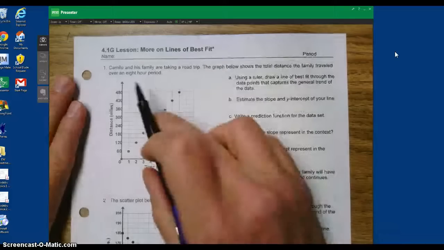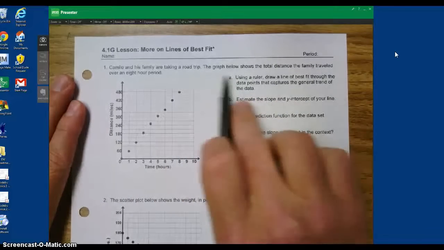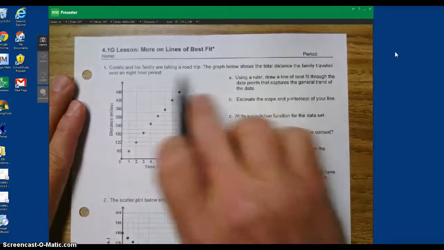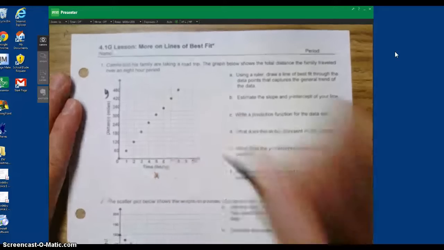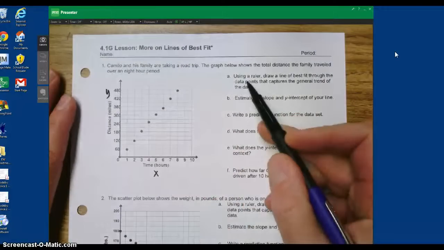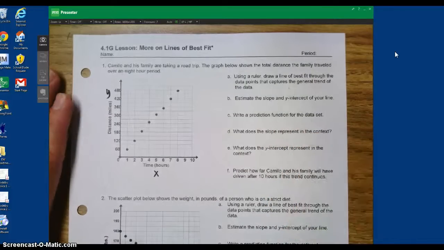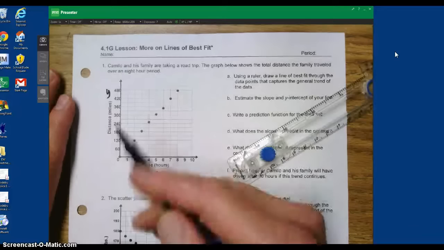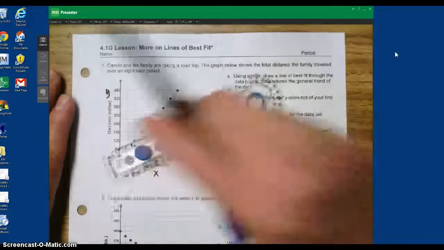All right, so Camilo and his family are taking a long road trip. The graph shows the distance and the time. So obviously this is the y-axis, this is the x-axis. You can almost see that it looks like a line, but it says using a ruler, draw a line of best fit through the data points that captures the trend. So guys, clearly 0, 0 is a good point. Now, I'm just going to lay my ruler on here before I draw anything.